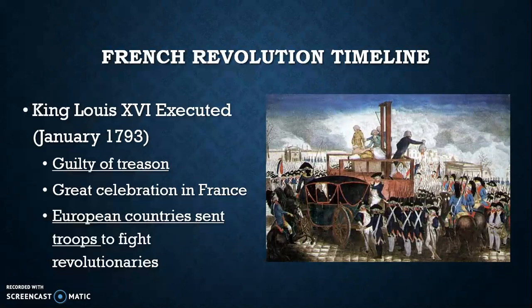In January of 1793, King Louis XVI was tried and executed for treason. He had conspired against the revolutionaries to stop the revolution and take control of his country, and for that reason, he was put on trial, found guilty, and beheaded. This execution was met with great celebration throughout France because he was very unpopular. As a reaction to this, the monarchs of Europe started sending troops into France to fight against the revolutionaries, worried that this revolution bug might take hold in their countries as well.